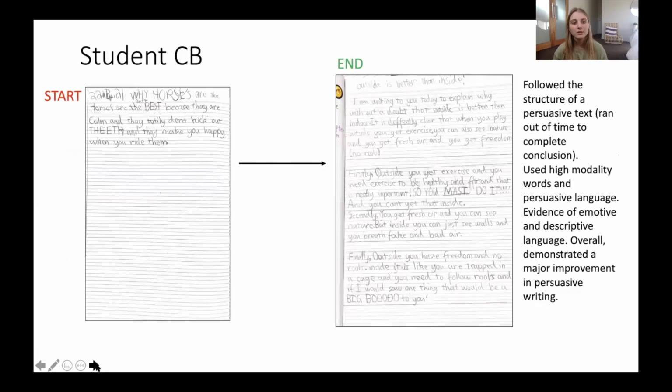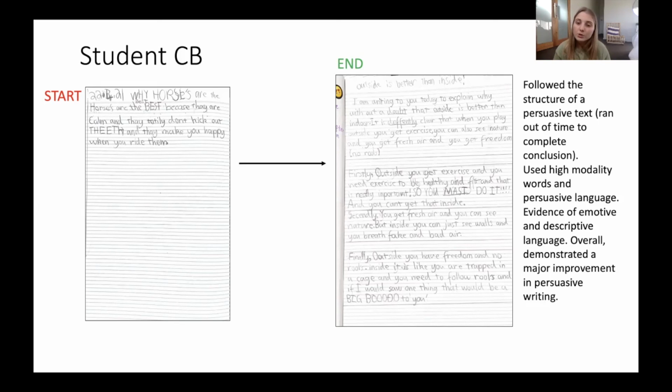With student CB, she was the example that I showed at the very beginning for the low achievement. With her, again, she had a very short persuasive text. There were only a few sentences and it was just the introduction. Now, by the end, she has had a major improvement. She ran out of time to do a conclusion. However, if she had more time, I do believe she would have been able to successfully write one.